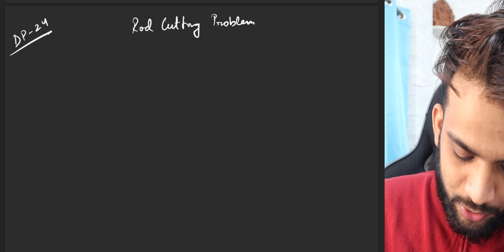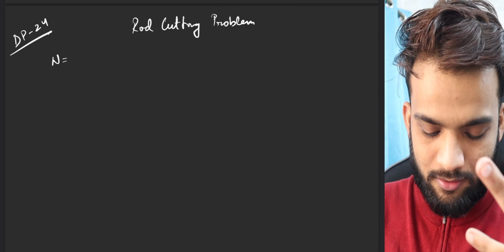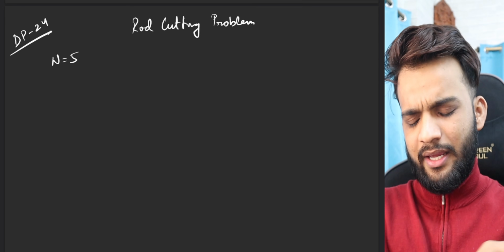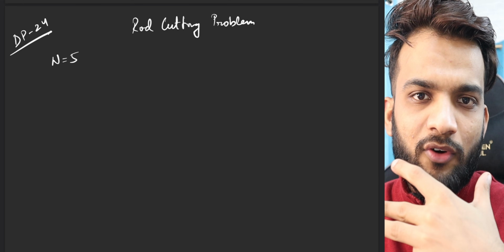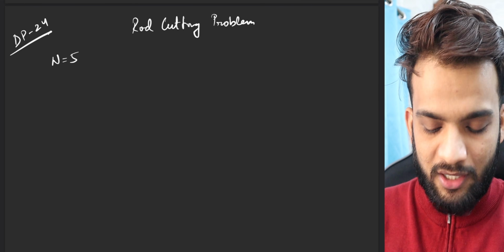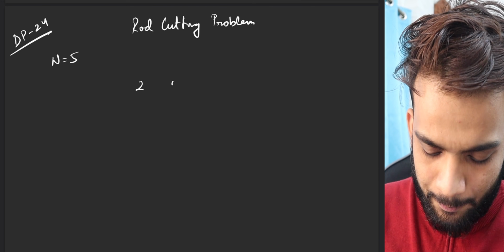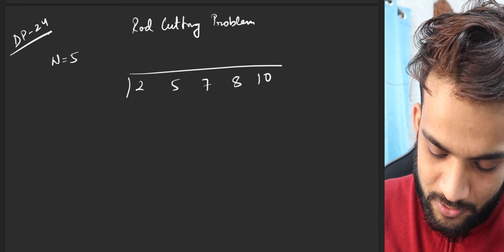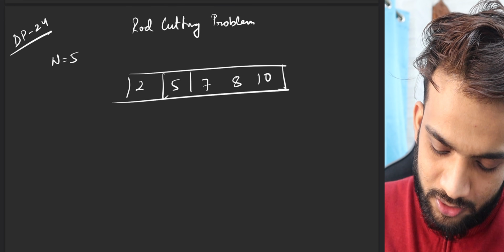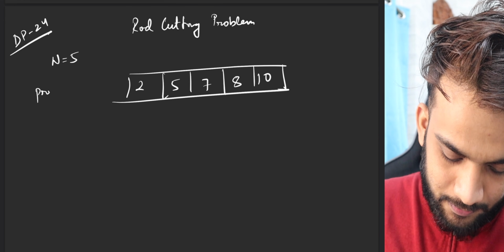The problem states, you will be given a particular n. So assume over here we take n equal to 5. And for every length, you'll also be given a price. So let's write the price array as 2, 5, 7, 8, 10. So this is what the price array looks like.